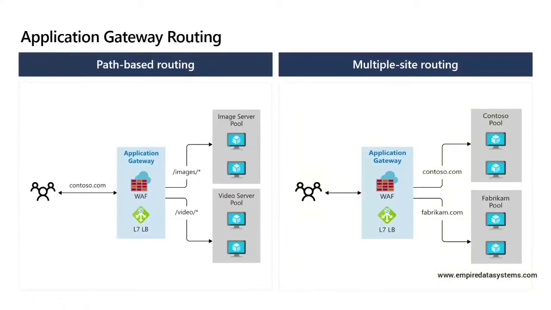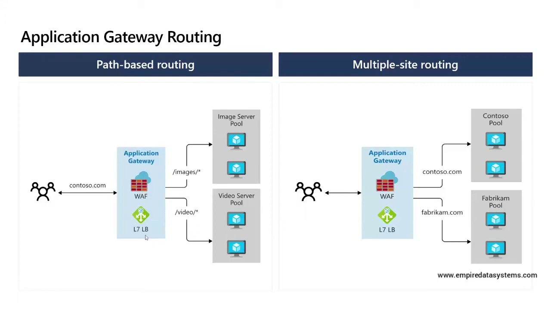Here we have path-based routing and multi-site routing. Now when I say path-based routing, what does it mean? Say you have a company. In this diagram, this is your company and these are the users who are trying to access your contoso.com.